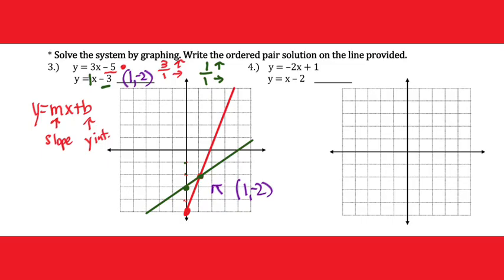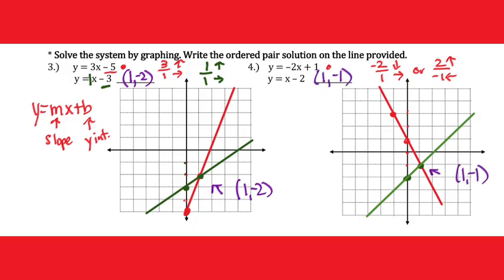On number 4, we graph these two. We start at 1. We go down 2 and over 1, but we could have also chosen to go up 2 and over a -1 and draw our line. Second equation I did in green, where the y-intercept is -2 and the slope is 1 again. And our shared solution is 1, -1.